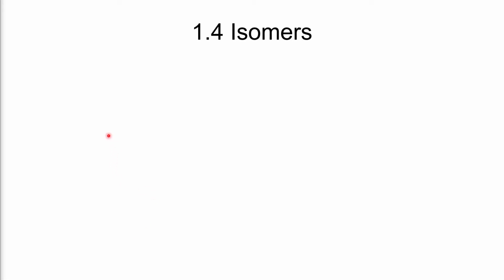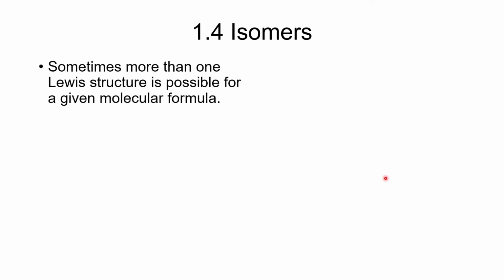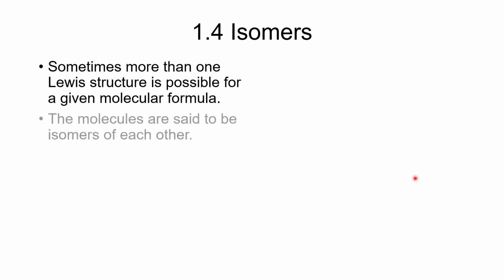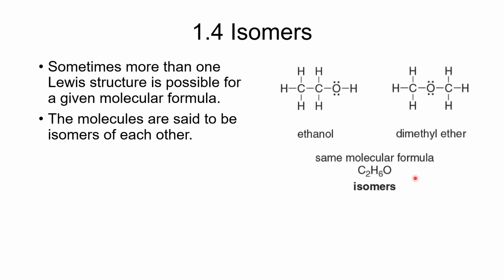In section 1.4, we want to look at something that we refer to as isomers. Isomers are simply situations where we have more than one possible Lewis structure for a given molecular formula. There's just more than one way to arrange those atoms, and these molecules are said to be isomers of each other.